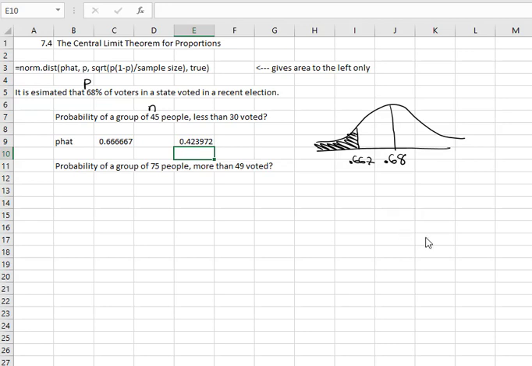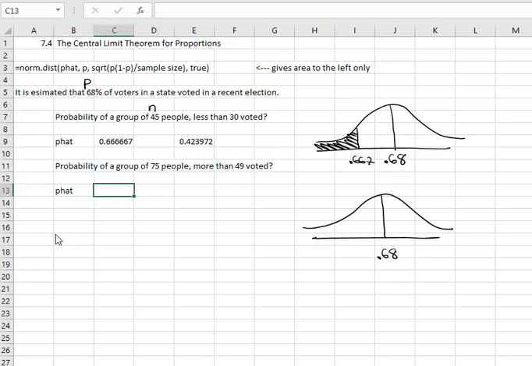Let's do one more example. We draw our distribution here, and in the middle is the 0.68. And again, we have to calculate the p hat, or the proportion from our sample. Of 75 people, we want more than 49 to vote. We'll say equals 49 divided by 75 to get our proportion of 0.6533. That's also to the left. And we want the area to the right because we want more than that to vote. Because we want the right tail, we're going to use the complement, starting with equals 1 minus.